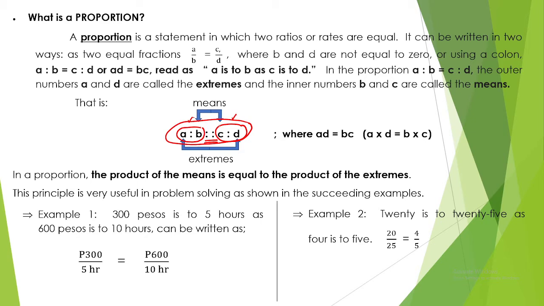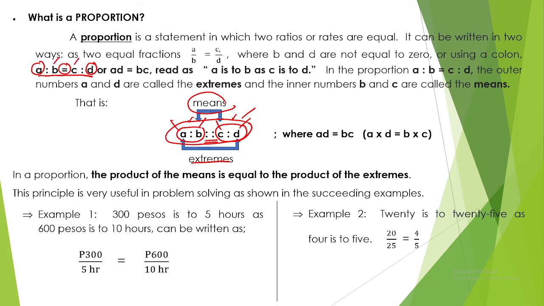And take note of the parts of a proportion. The outer numbers are what you call the extremes. The inner numbers are what you call the means. Sir, can I write the two books colon into equal? Yes, you can. It is the same as this. Okay? So, let's continue. The outer is called extremes, the inner is called means.